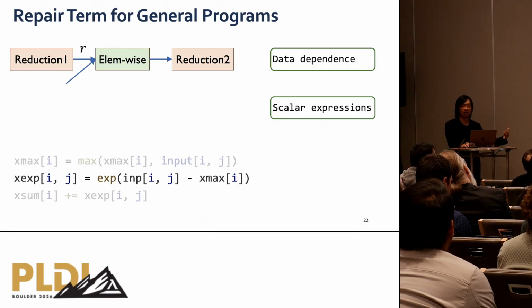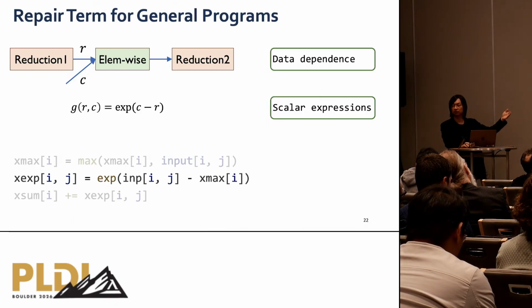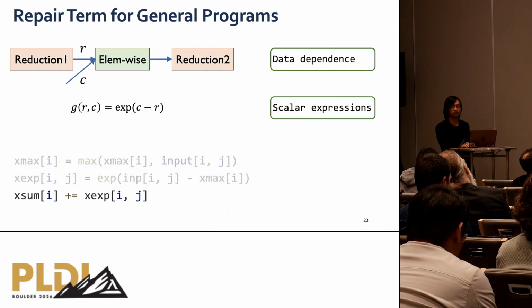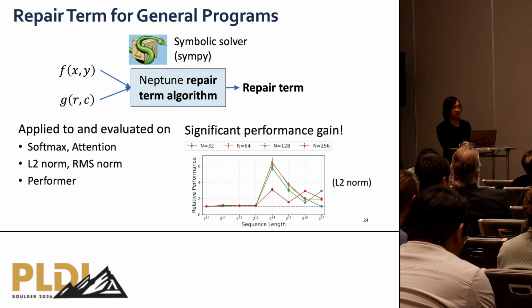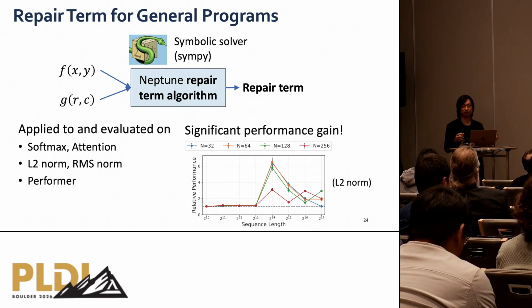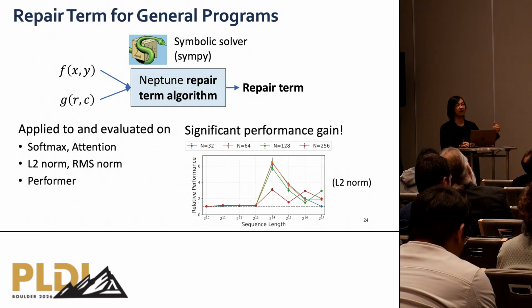We can call them R and C, and that gives us an expression G of R and C, which is exp(C - R). And we can do the same thing to the second reduction. Because it's a summation, we can get just X + Y. The reason this is important is that it allows the Neptune repair term algorithm to only look at scalar expressions. So F and G are scalar expressions as inputs to the algorithm, and it gives you a repair term, also as a scalar expression, automatically.